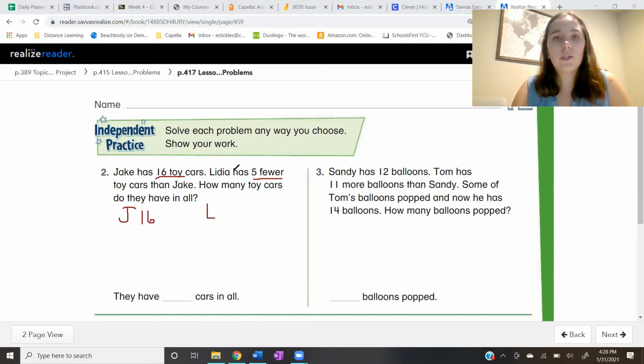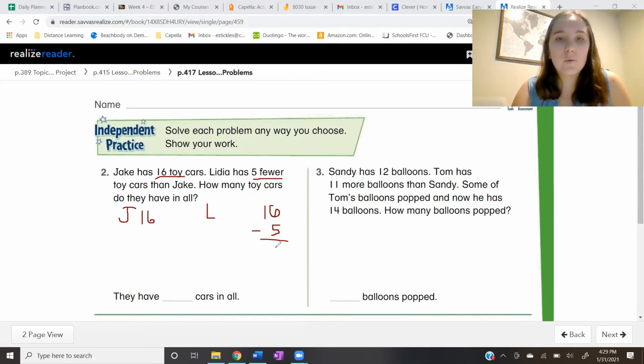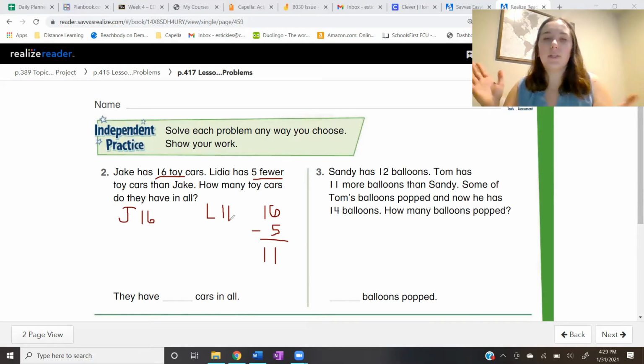So let's see. We know she has 5 less toys than Jake. So if we take our 16 toy cars that we know Jake has, and we subtract 5, that's going to tell us what 5 less is, which is how many cars that Lydia has. So what is 16 minus 5? That's 11, because 6 minus 5 is 1, and 10 minus nothing is 10. So Lydia has 11 toy cars. Okay, we solved the first step.